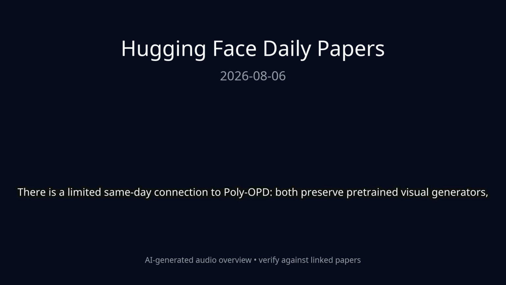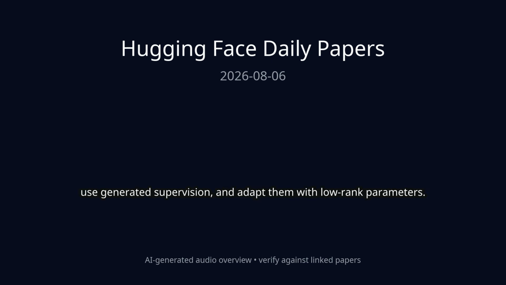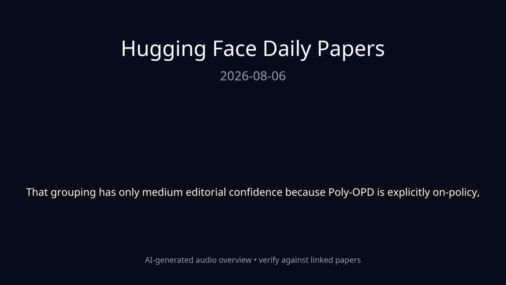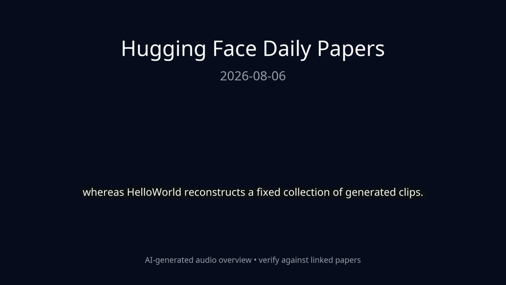There is a limited same-day connection to poly-OPD. Both preserve pre-trained visual generators, use generated supervision, and adapt them with low-rank parameters. That grouping has only medium editorial confidence because poly-OPD is explicitly on policy, whereas Hello World reconstructs a fixed collection of generated clips. TriGlue is separate from those visual model themes.